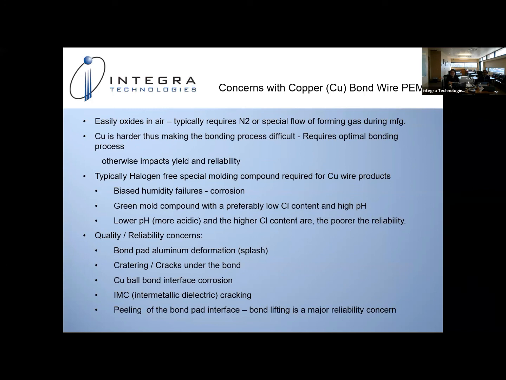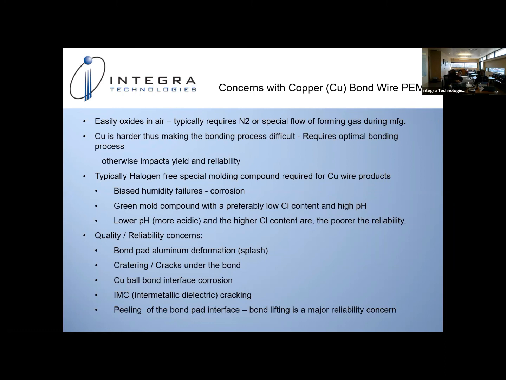And so what are the concerns with the copper bond wire? It easily oxidizes in air. Copper absolutely oxidizes quicker, and that's the reason why when a copper bond wire product uses a different molding compound, it uses a lower pH content in the molding compound. So copper is harder, just making the bonding process difficult. And we talked about it could attack the active circuit underneath it, potential yield and a reliability problem.